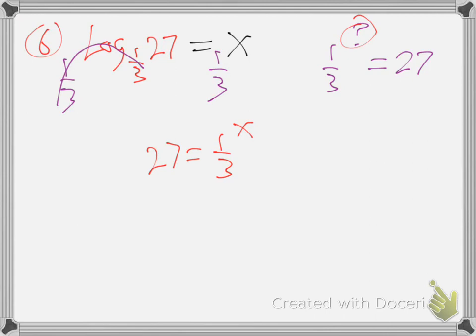Negative 3. Yeah, do you remember? If that was just a regular 3, instead of a 1/3, what power would we need on a regular 3? 3 to what power is 27? That'd be 3, because 3 times 3 is 9, times 3 is 27. That'd just be a normal 3. But we have 1/3, so you've got to get that 1/3 to flip. What flips?